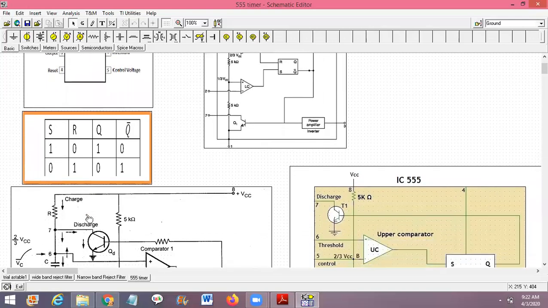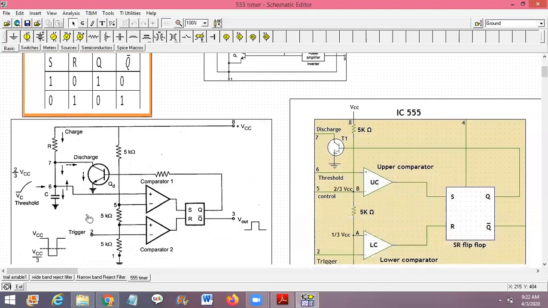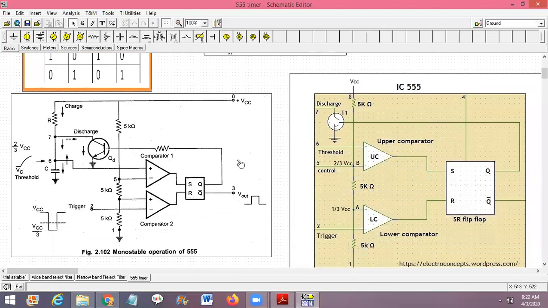So this is the basic diagram. This is the basic functional block diagram of the 555 timer. So how do we make it a monostable multivibrator? This is the internal functional block diagram. We will connect the resistance and the capacitance here. By varying the value of the resistance and the capacitance, and by applying the trigger, we can control the output voltage Vout.